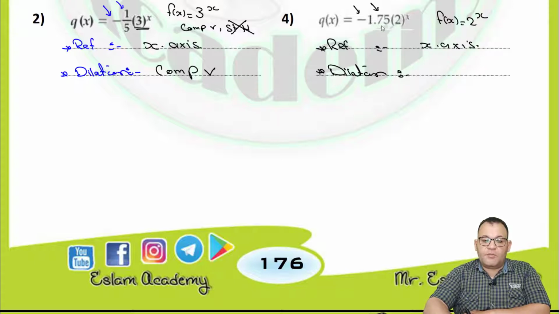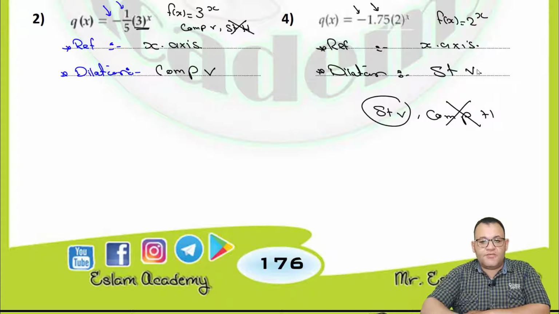The number that we are multiplying is greater than 1, 1.75. It means we stretch vertically and compress horizontally. Because you multiplied by the function, we need only the vertical part. So ignore the horizontal, and it will be stretched vertically.